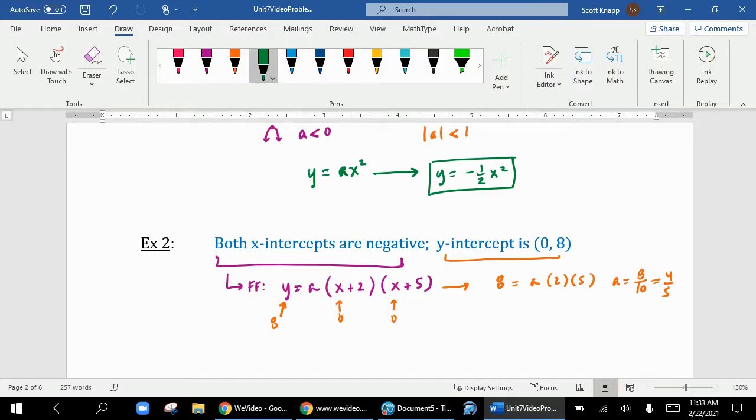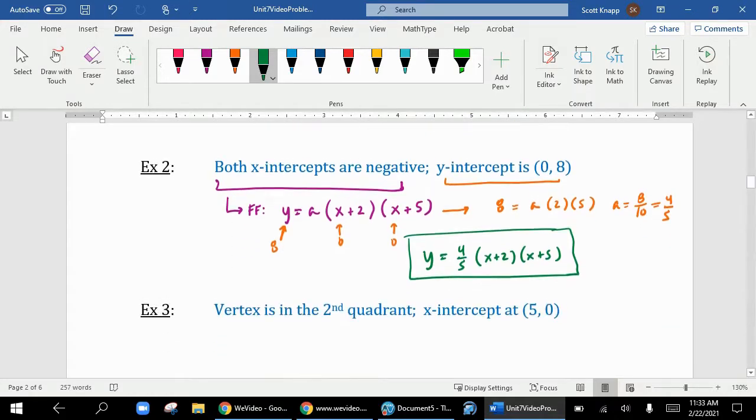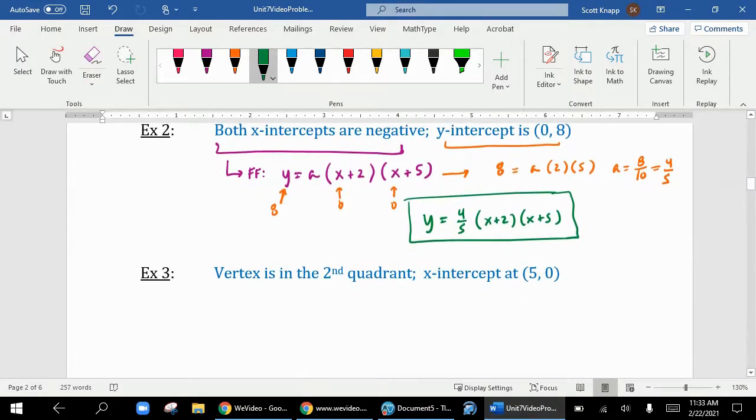And so now if I put this all together back with the original factored form, but with the now known a value, I'll have y equals 4/5 of x plus 2 times x plus 5. And that will meet both of those conditions that were given. Okay, one more example here, example 3. So we've seen one in standard form, we've seen one in factored form. So you might kind of predict here what's coming next.